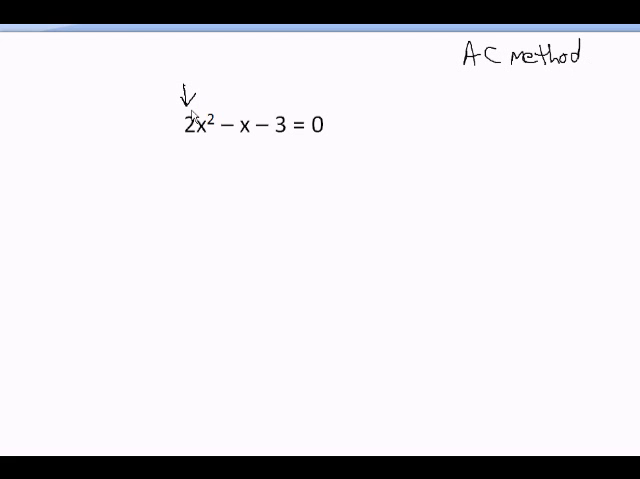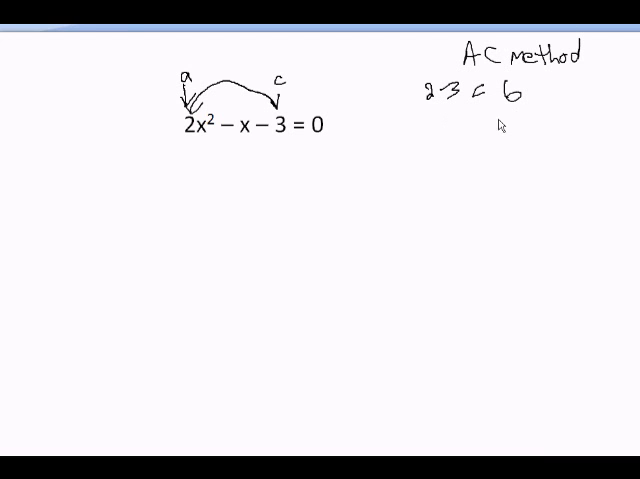The AC method, step 1: multiply the first and second term together. This is called the A and this is called the C in the quadratic equation, ax squared minus bx plus c. A is 2 and c is 3. Multiply them together. 2 times 3 equals 6.